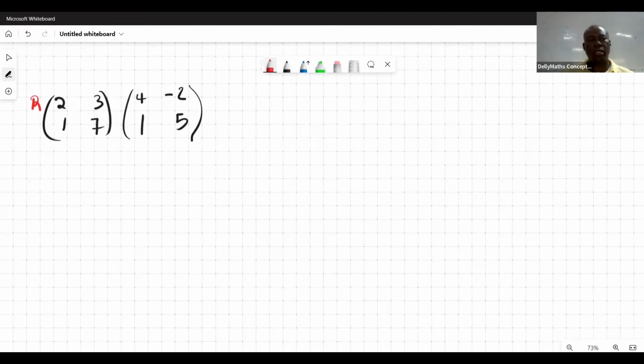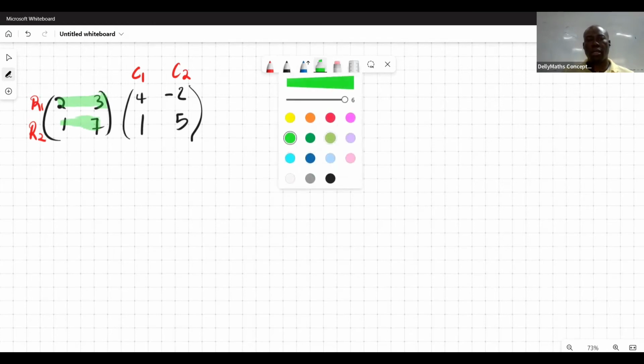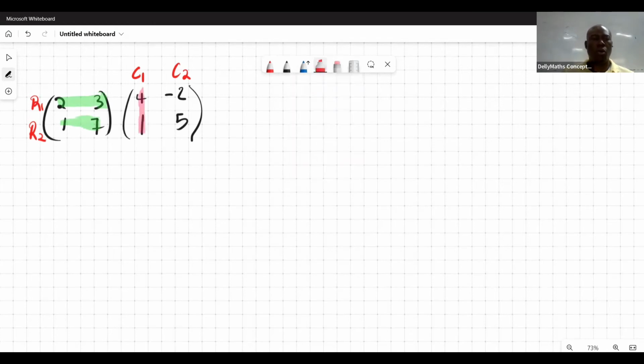We have row 1, we have row 2, then column 1, then column 2. Row 1, as you could see, is 2 and 3. Row 2 is 1 and 7. Column 1 is 4, 1. Column 2, negative 2, 5. So let us go about doing the row by column.